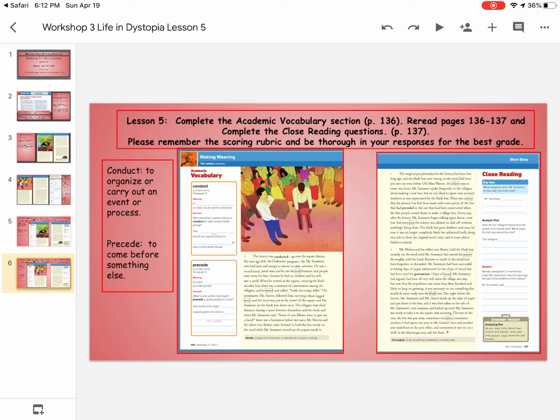Precede is your next word. The definition is to come before something else. So you had years at the elementary school that preceded your years at Franklin Middle School. Okay? And then looking at the example, what is one action that might precede a good grade on a test? Go ahead and finish that. What do you think that you could put on that example?